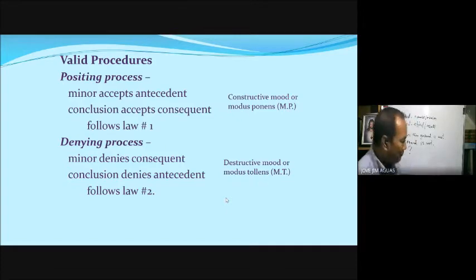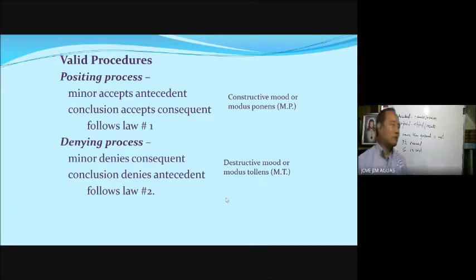Let's have an example here. Again, I'm using this example because this is the easiest example. If it rains, then the ground is wet. I accept this. It rained. Then the ground is wet. This is the constructive process or positing process or constructive mode or modus ponens.